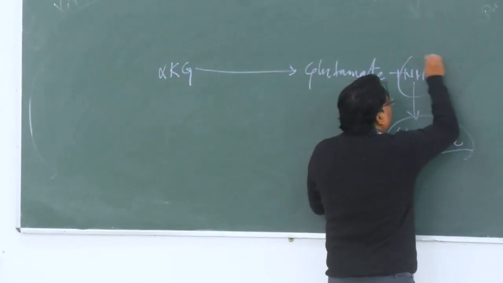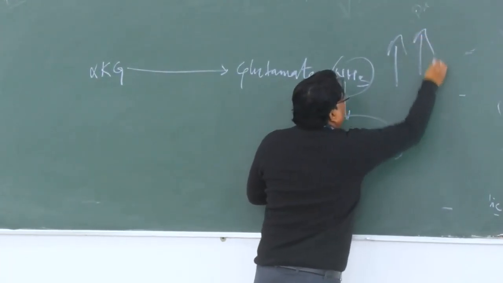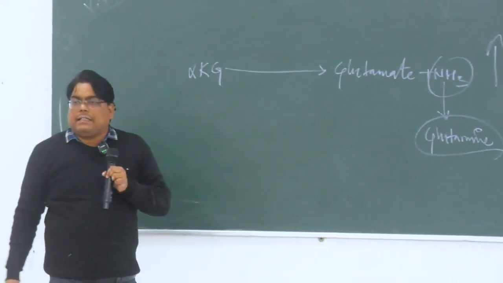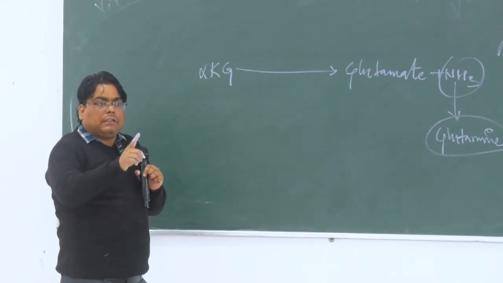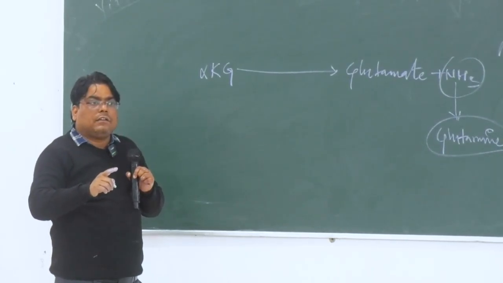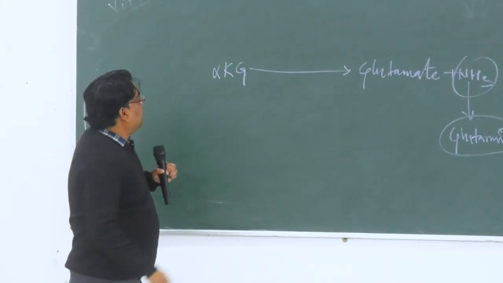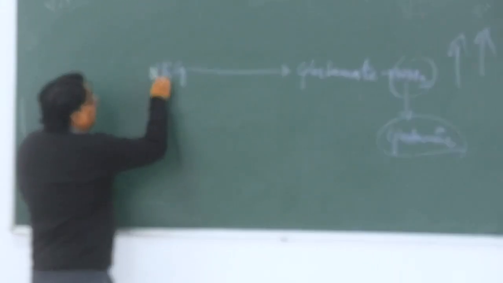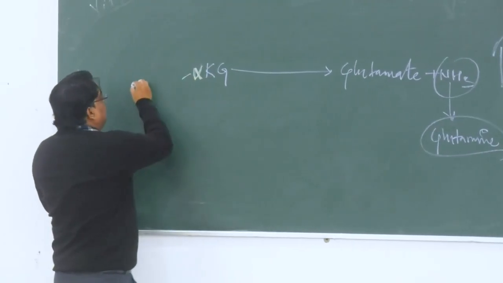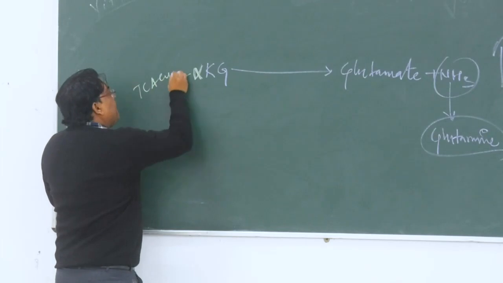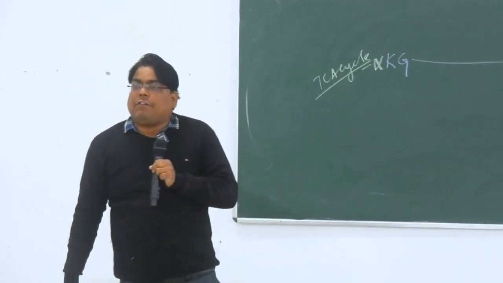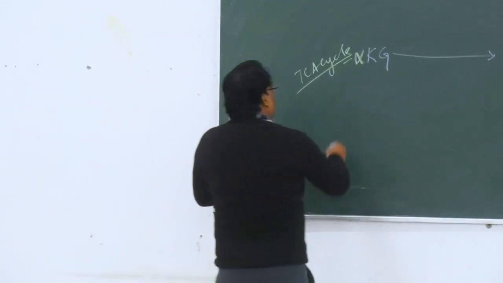So I ask, what happens if the ammonia is raised? Very good. It is the first answer, that alpha ketoglutarate is not forming well, and it is a major component of the TCA cycle. What is the function of the TCA cycle? Production of ATP, and ATP is not produced.